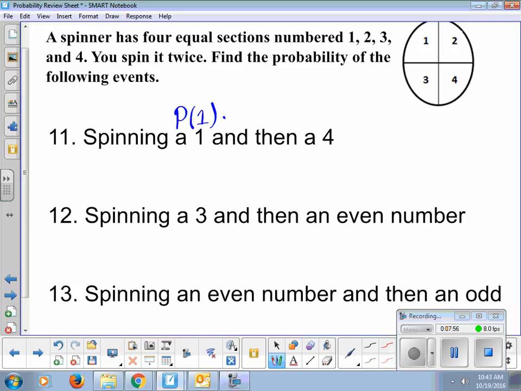So we want the probability of 1 times the probability of 4. What is the probability that we land on a 1? 1 out of 4. And what's the probability that we land on a 4? 1 out of 4. We multiply these. 1 times 1 gives us 1. 4 times 4 gives us 16. So we have 1/16.